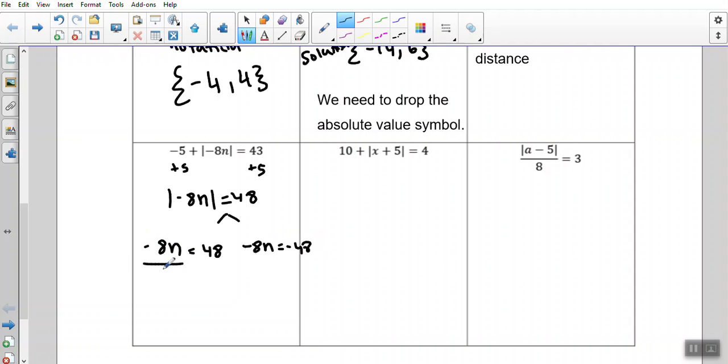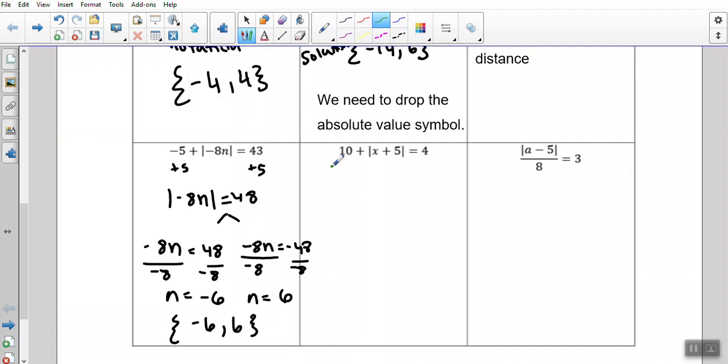And then we just start solving this, keep solving. n is equal to negative, what's that, 6. And then negative 8n is equal to positive 6. So to write this in set notation, we're going to say negative 6 and 6 are my solutions to this problem.